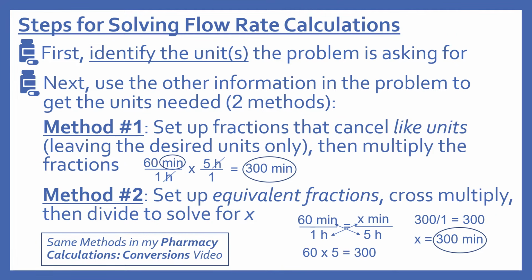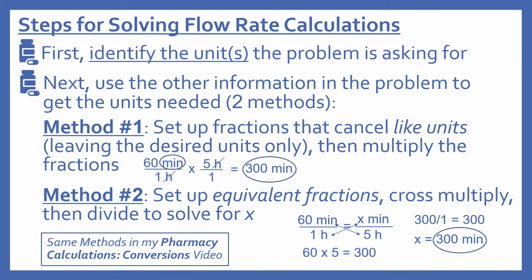Method number 1, you can set up fractions that cancel like units, leaving the desired units only, then multiply the fractions. For example, if we're trying to convert 5 hours into minutes, we know there are 60 minutes per 1 hour times 5 hours over 1. We have an hour on the top, an hour on the bottom, so those units cancel. We're left with minutes, and then we just multiply the fractions. 60 times 5 is 300, then divided by 1 times 1, which is 1. That gives us 300 minutes.